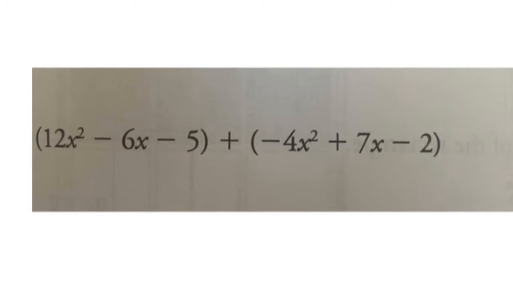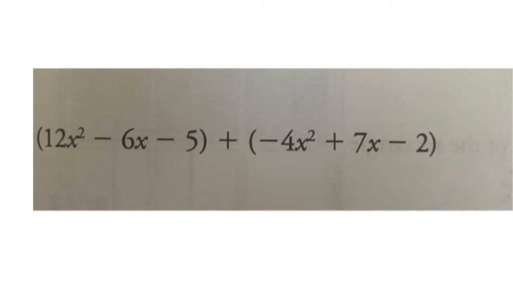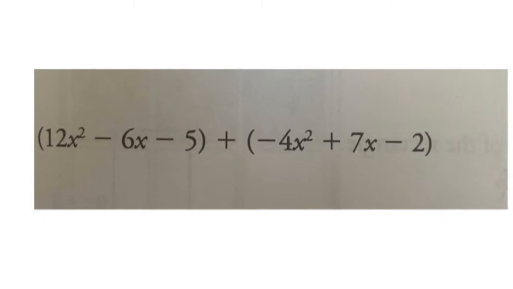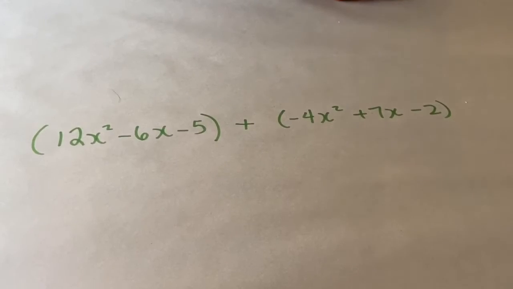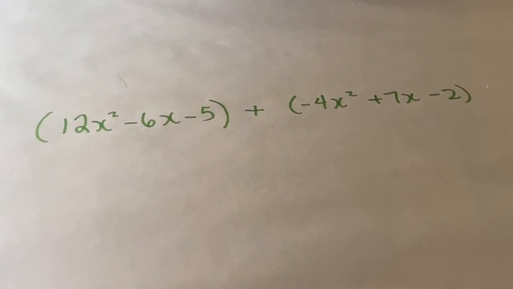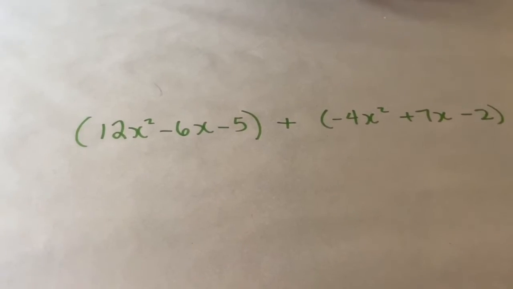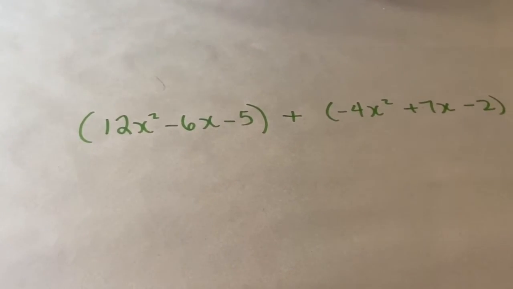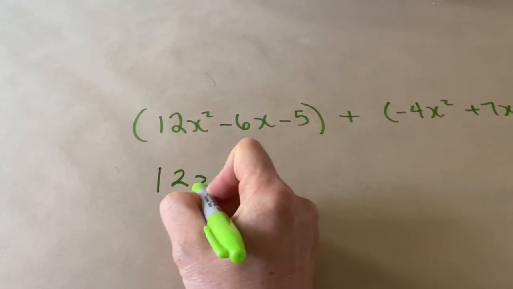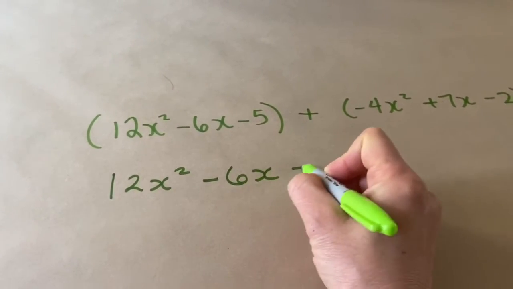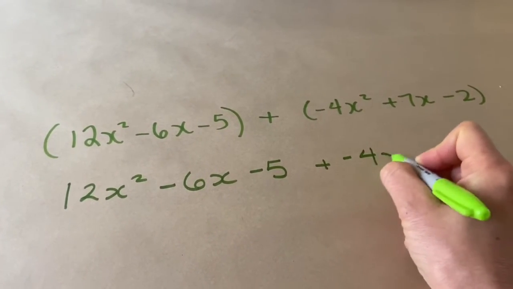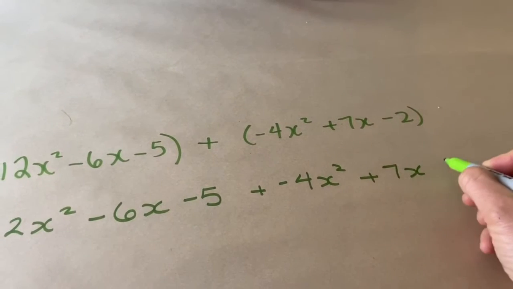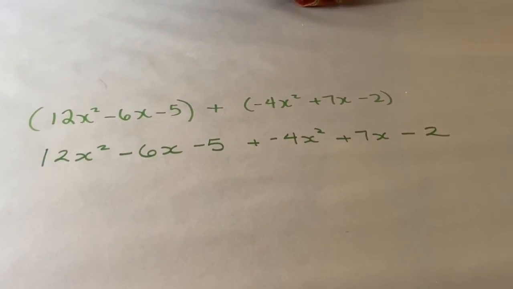Now, let's look at an adding question first. To be truthful, no one seemed to have any problem with adding yesterday, but I thought that since we were reviewing subtracting, we should look at one adding question at the same time. So let's look at the question that's on the screen right now. Just like I said yesterday, if it's an adding question where you're adding 2 different polynomials, you can just ignore the brackets. So this would be 12x squared minus 6x minus 5 plus negative 4x squared plus 7x minus 2.